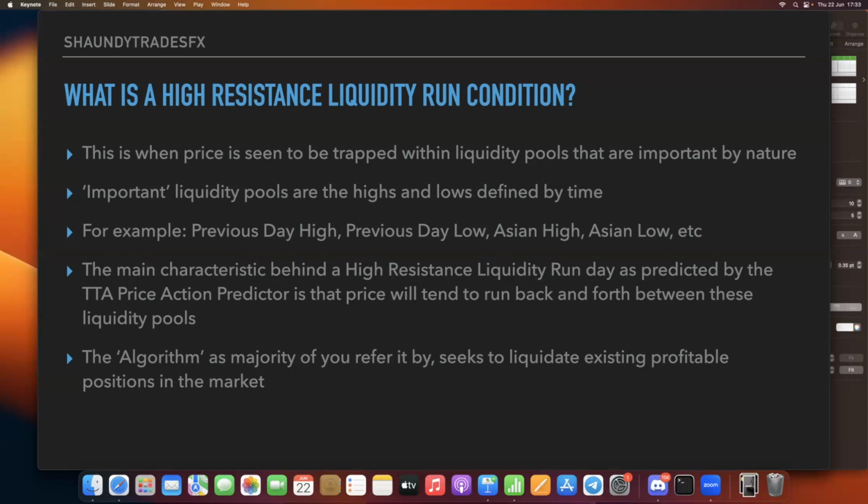The main characteristic behind a high resistance liquidity run day, as predicted by the Trading Academy price action predictor, is that price will tend to run back and forth between these liquidity pools, sell, buy, and so on. The algorithm, as the majority of you call it, seeks to liquidate existing profitable positions in the marketplace.